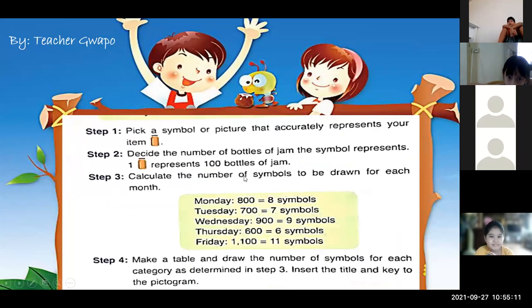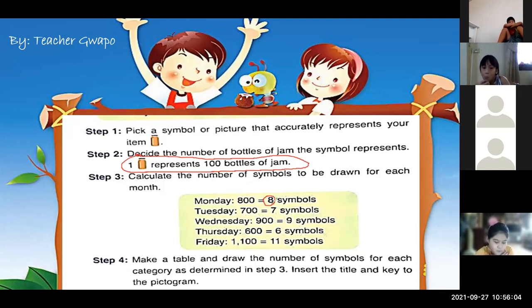Step number one, when you draw a pictogram, first you pick a symbol or picture that accurately represents your item. Here, it's about bottles of jam. So decide the number of bottles of jam the symbol represents. One bottle represents 100 bottles of jam. On Monday, 800, so how many bottles do you need? Eight bottles. 100, 200, 300, 400, 500, 600, 700, 800. So eight bottles equals 800.